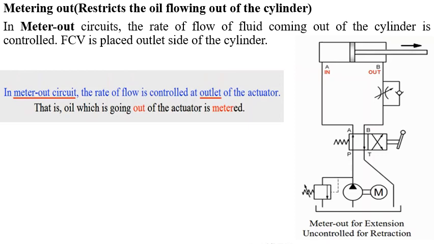This circuit also uses a manually operated spring offset 4/2 direction control valve and a flow control valve. In the meter out circuit, the flow control valve is placed in the line leading to the rod end, that is the outlet line of the cylinder as shown in the figure. In other words, the fluid leaving from the rod end of the cylinder is metered out. We'll go and check how the flow is metered.